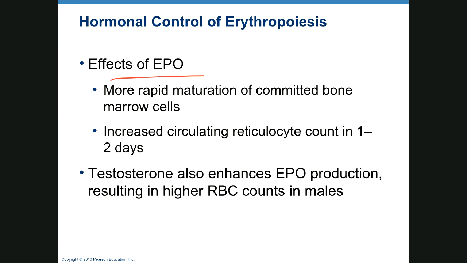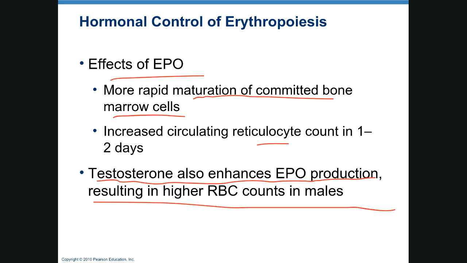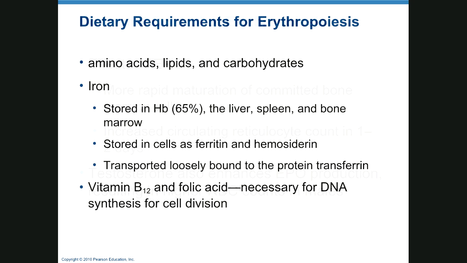Erythropoietin causes rapid development of committed bone marrow cells. Reticulocyte count will increase in a day or two. Testosterone enhances erythropoietin production, and that is one reason why the red blood cell count is higher in males.